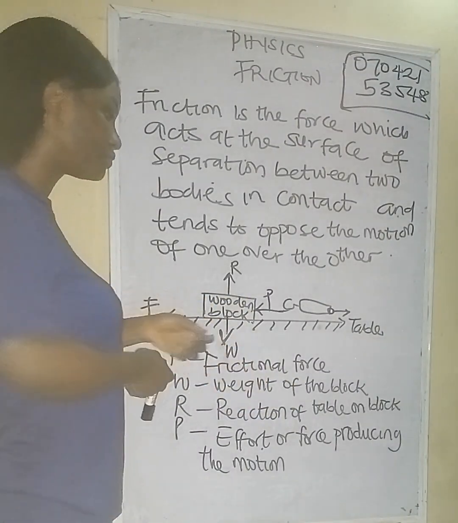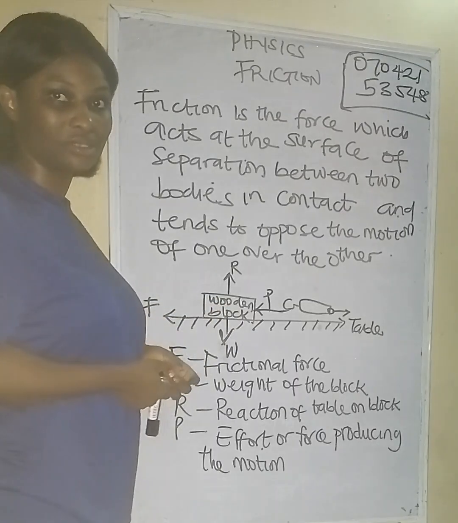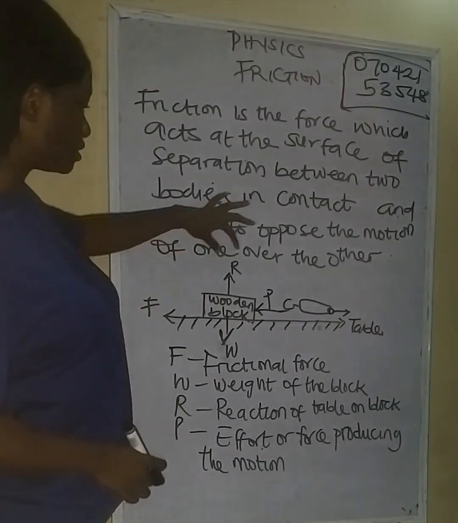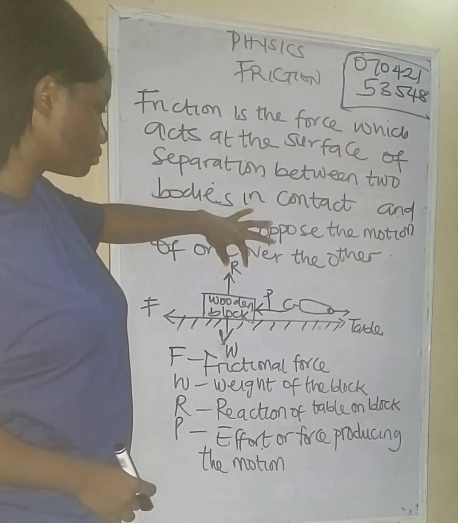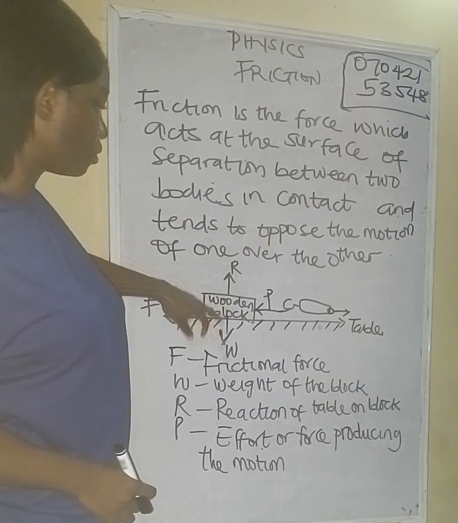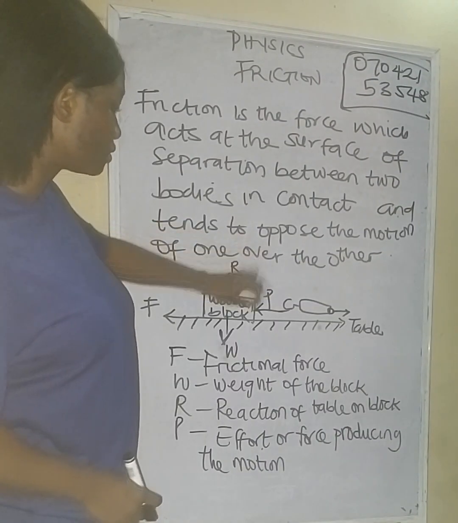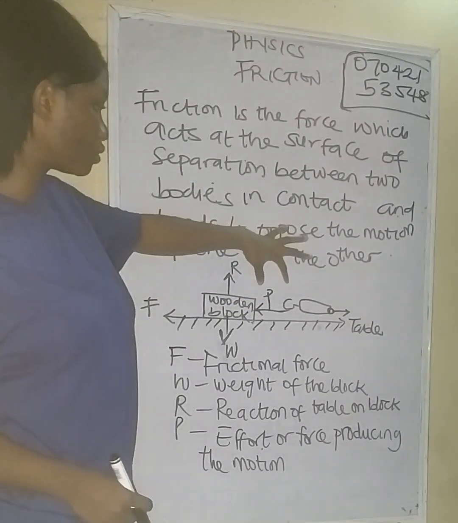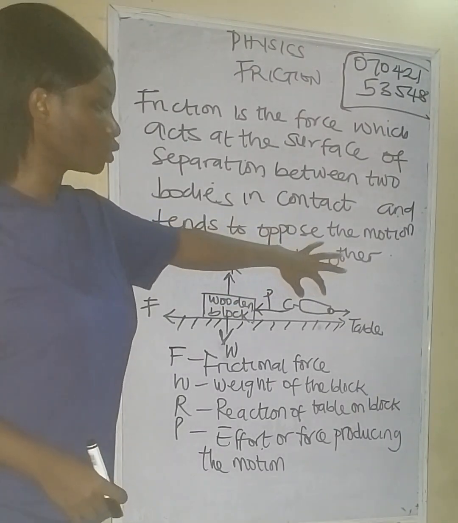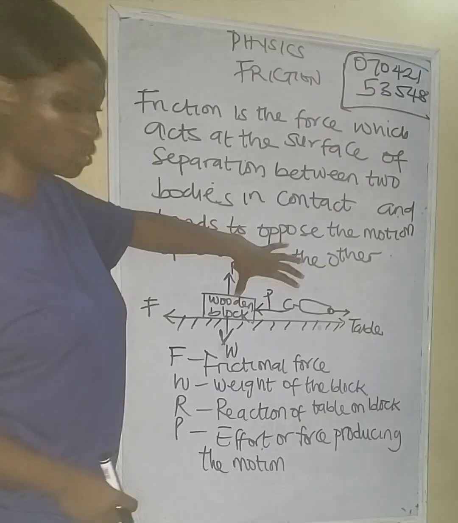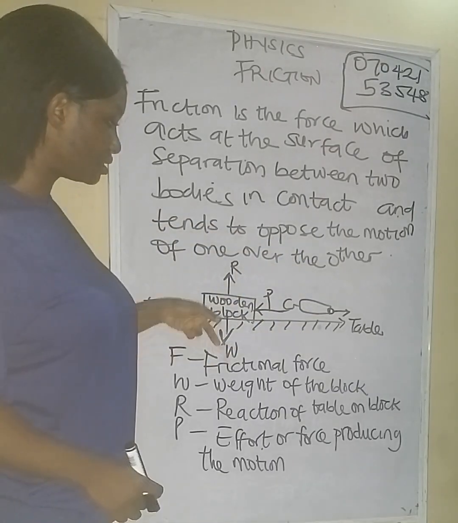When you are pulling it, friction is taking place. Get it now? This is the force. This is the wooden block, and this is the reaction of the table on the block. P is the effort, the force producing the motion. This is what is pulling the wooden block. And this is the table, and this is the weight.